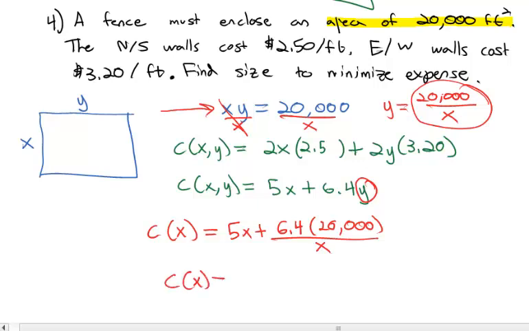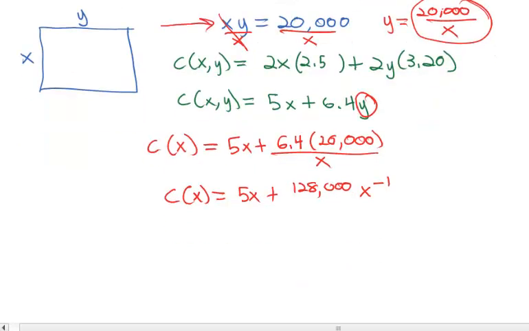So cost is 5x plus 128,000 over x, and I'm going to write that as x to the negative 1. That way our derivative is easy to calculate. So the cost derivative is going to be 5 minus 128,000 x to the negative 2. That's what we want to make equal to 0.